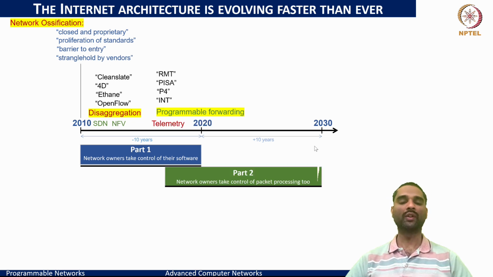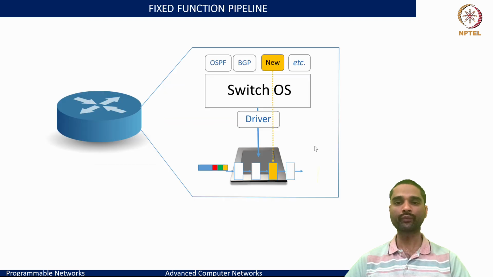Our journey will continue to learn about part 2, where the network owners can take control of the packet processing too. That means they are going to have a better control and be able to deploy how the programmable forwarding can be realized, and be better able to tell in essence what is happening with respect to the packets as they are processed by different networking elements within the network.